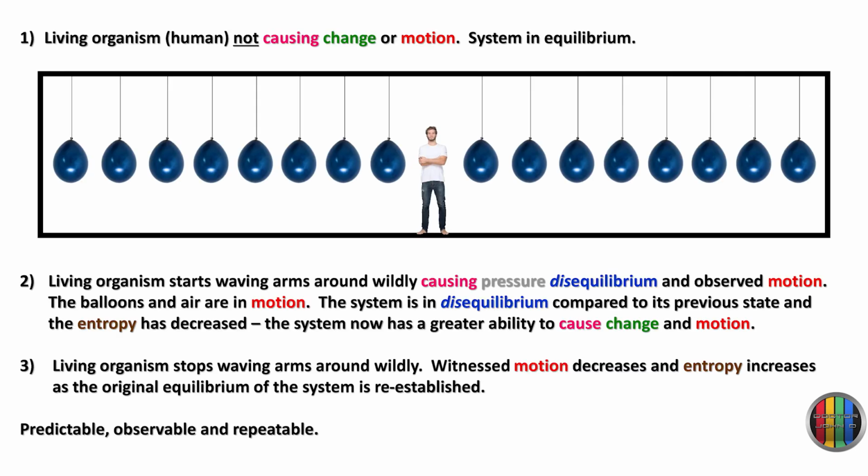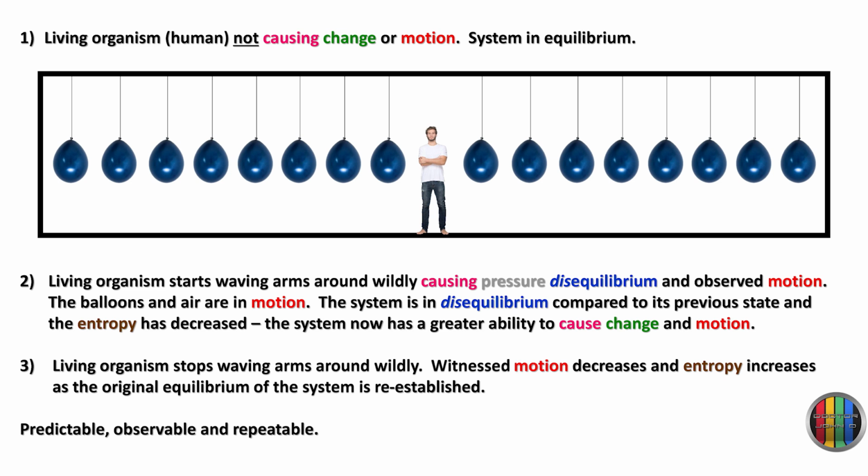1. Living organism, human, not causing change or motion, system in equilibrium. 2. Living organism starts waving arms around wildly, causing pressure disequilibrium and observed motion. The balloons and air are in motion. The system is in disequilibrium compared to its previous state and the entropy has decreased. The system now has a greater ability to cause change and motion.